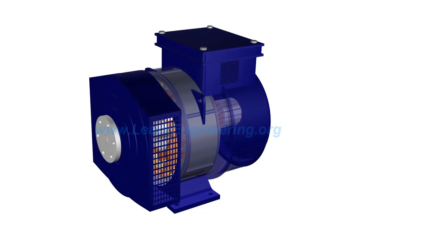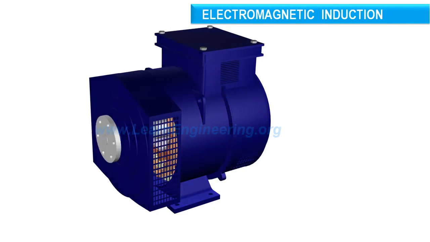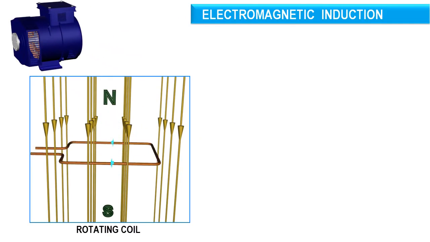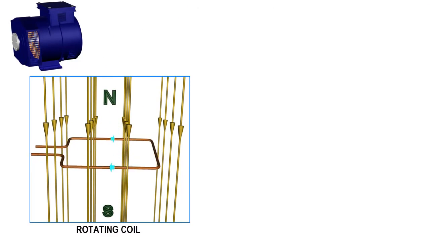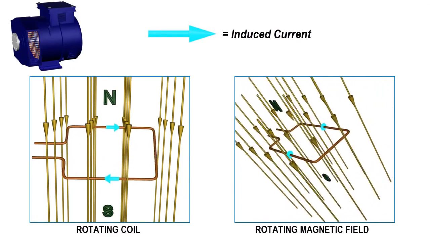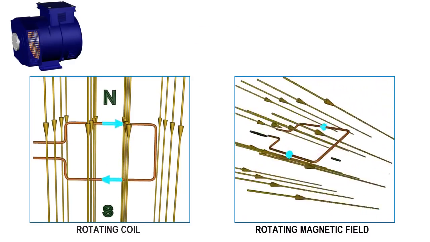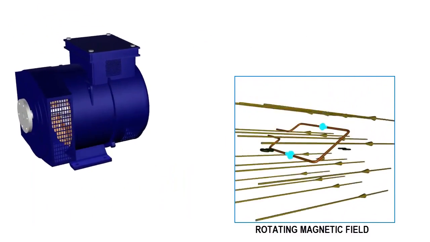Electricity is produced in alternators by electromagnetic induction. To generate electricity in a coil, either the coil should rotate with respect to the magnetic field, or the magnetic field should rotate with respect to the coil. In the case of an alternator, the latter approach is used.